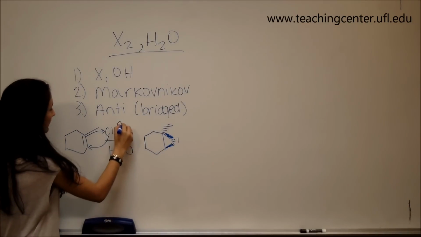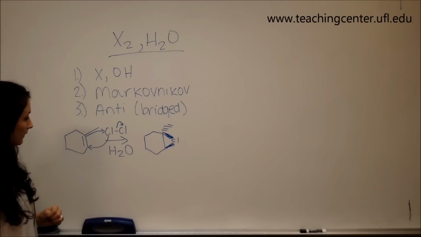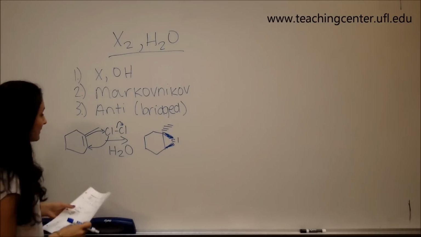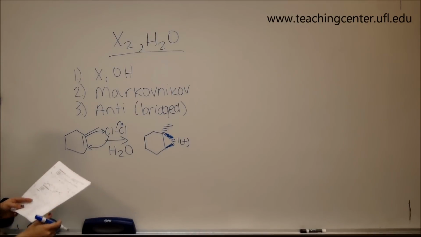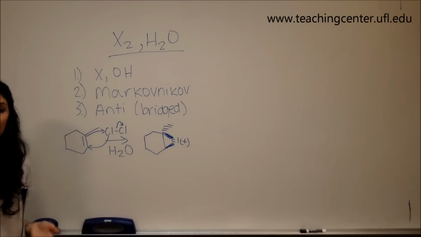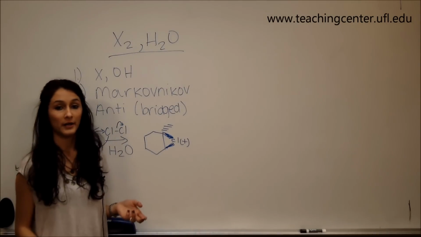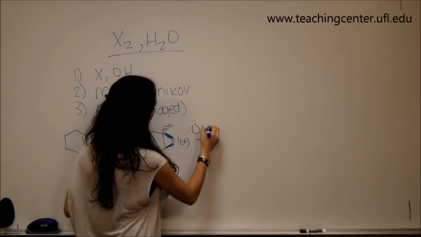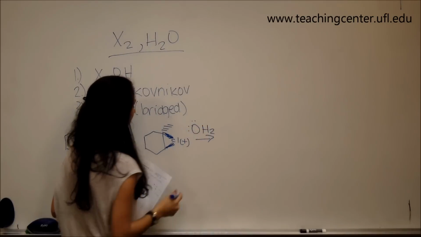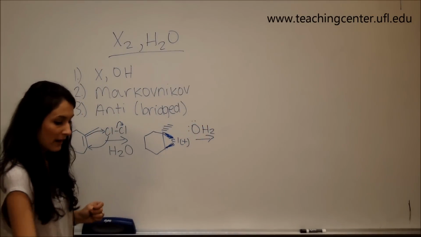And we're going to break this bond, sorry. Okay, this Cl also has a plus charge on it because it has 2 bonds to it. So the next thing that we're going to add is going to be water. Okay, so now where does the water add?